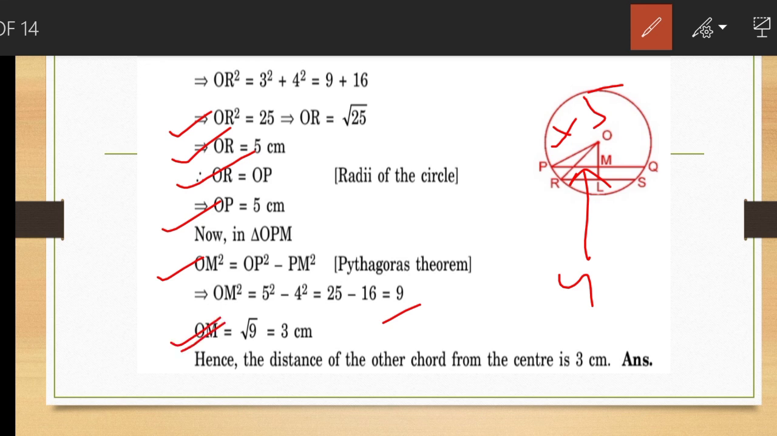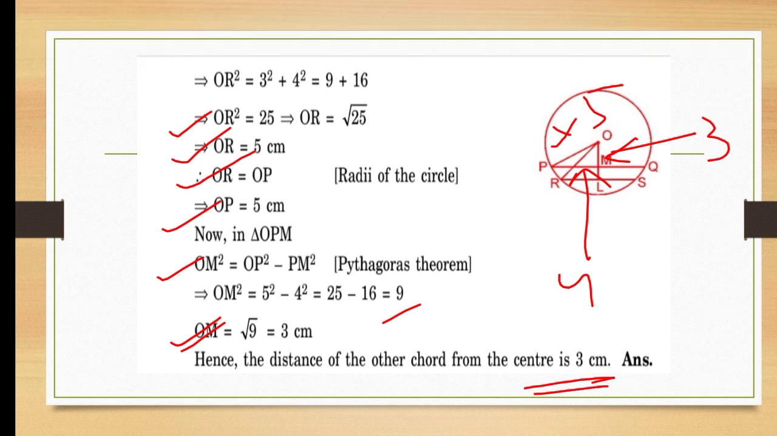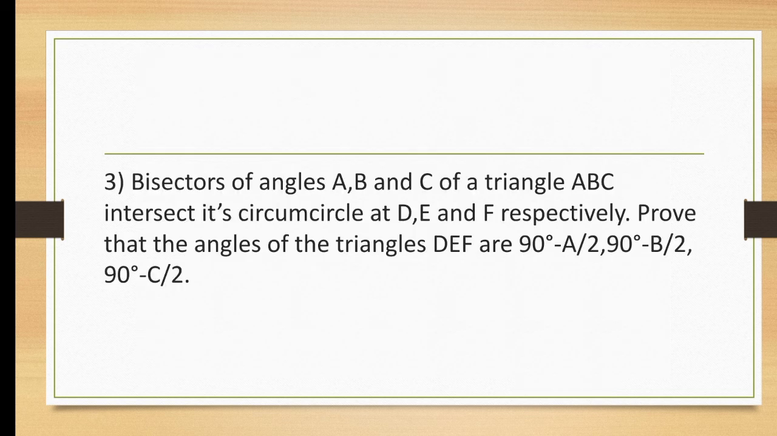OM is equal to root over 9, that is 3. So OM is 3. The longer chord, which is of length 8 centimeters, is at a distance of 3 centimeters from the center of the circle. So this is another kind of sum that we have discussed.